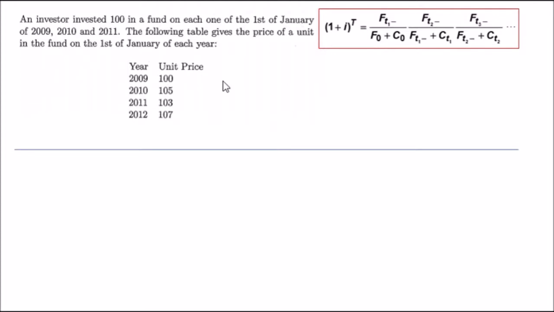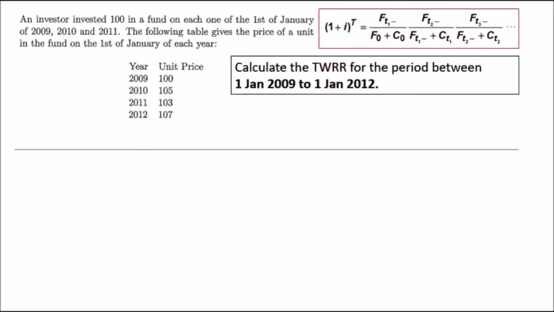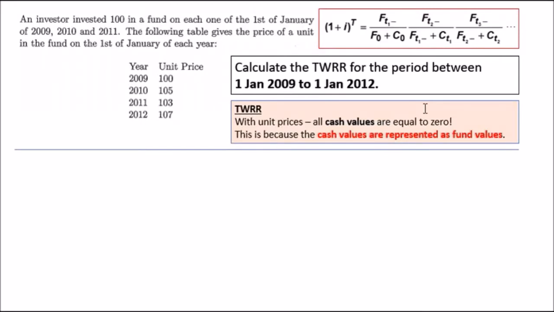Now, one thing to really take note of here, and I'm going to the question which is calculate theta for 3 years, and the actual simple definition. With unit prices in regards to TWRR, all cash values are equal to 0 for the purpose of this formula. So in this case, all these values are literally eliminated. This is because the cash values are represented as fund values themselves. Now, if you think about it, suppose you're an investor and you just put out 100 3 times in 3 different years. At this point in time, that is the value of your actual cash. In other words, the fund.